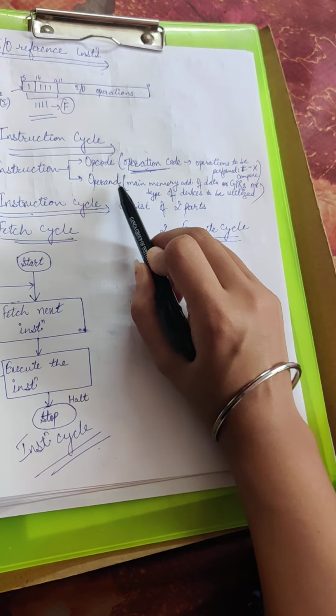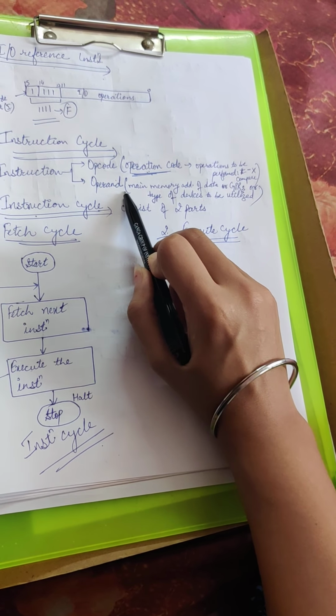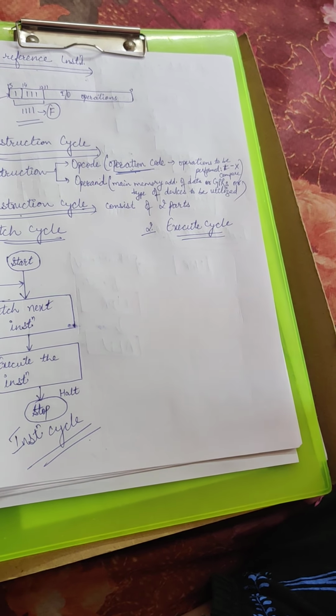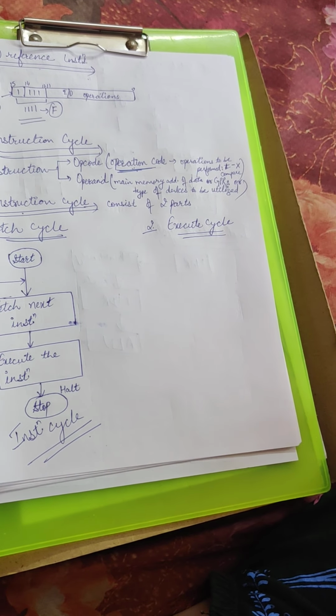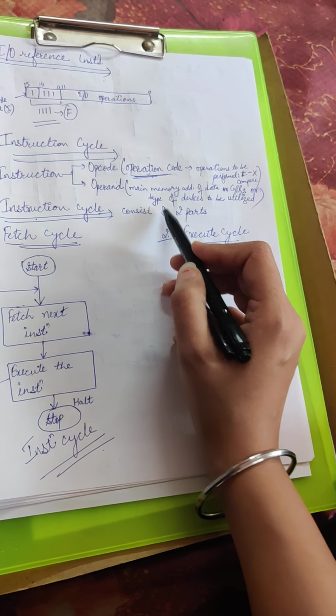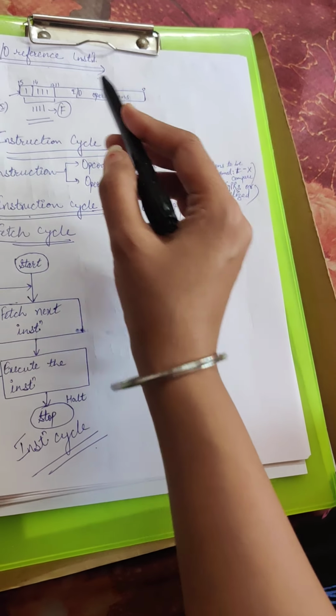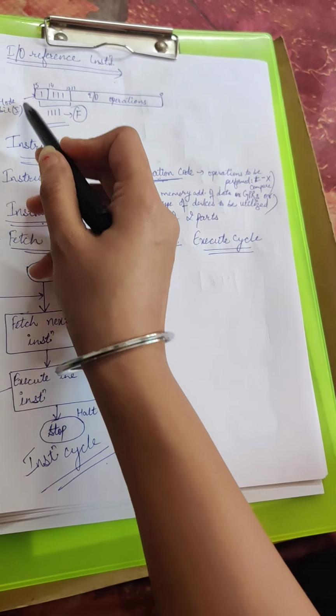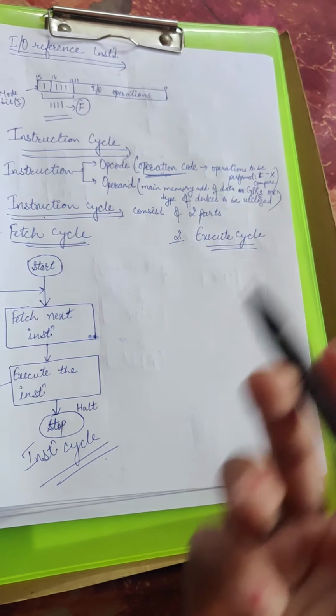And the second part is the operand. Operand means data or addresses on which the operation is to be performed. Data or memory addresses on which the operation is to be performed. Means these 12 bits are for the address. These are for the operands, on which the opcode tells which operation is to be performed.